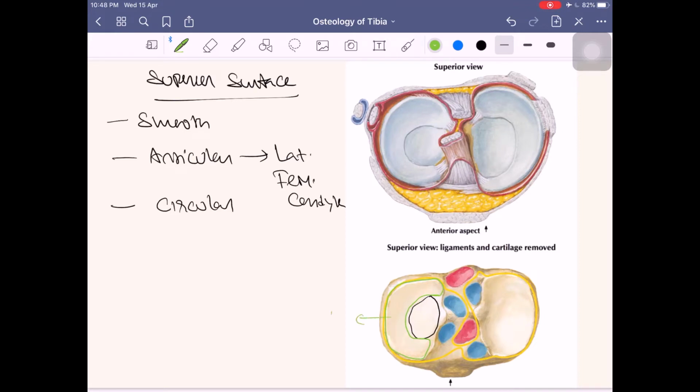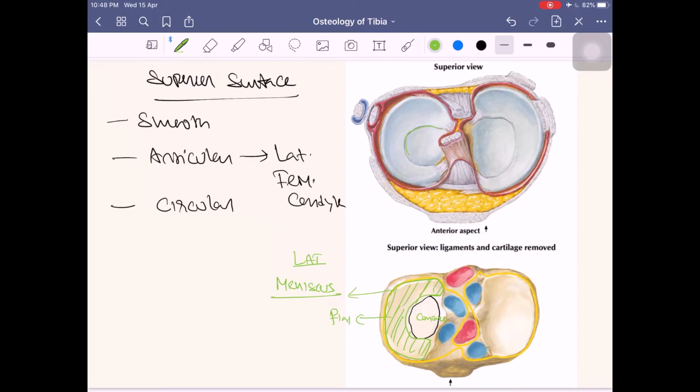So this is your peripheral part, which is flat. This is the central part, which is slightly concave. Now this peripheral flat part is covered by a plate of fibrocartilage, and that fibrocartilage is again called a meniscus. Since it is present on the lateral condyle, it is called a lateral meniscus.